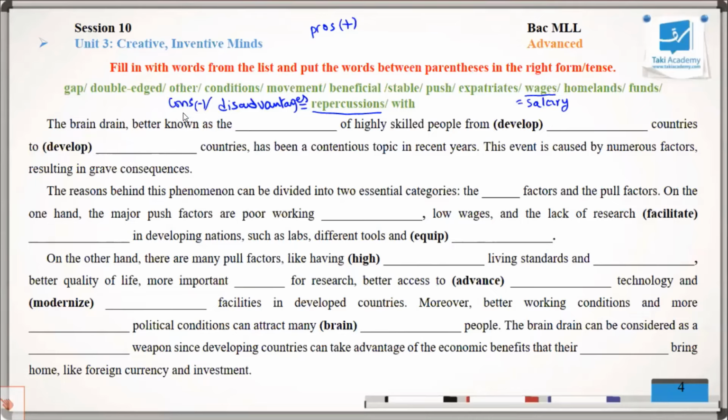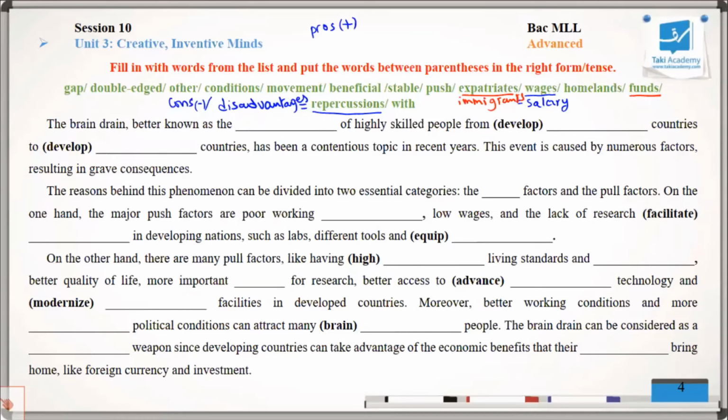Yes, expatriates. Haven't we looked at this last session? Remember, we had the list of words, the very first exercise, the vocabulary exercise. We had the word expatriates. Yes, immigrants. Yes, the people who immigrate. For example, in France, we have lots of Tunisian expatriates. Funds, yes, when we talk about funds, we talk about money. Like an organization needs funds to work, to function, to buy things, to help others.